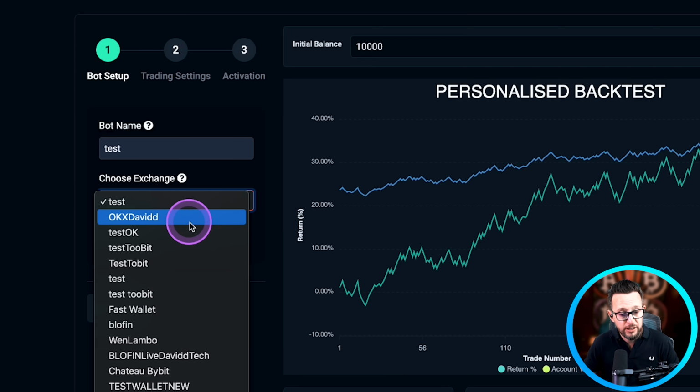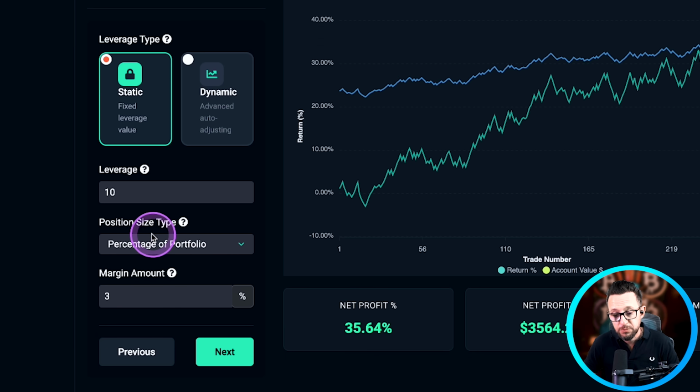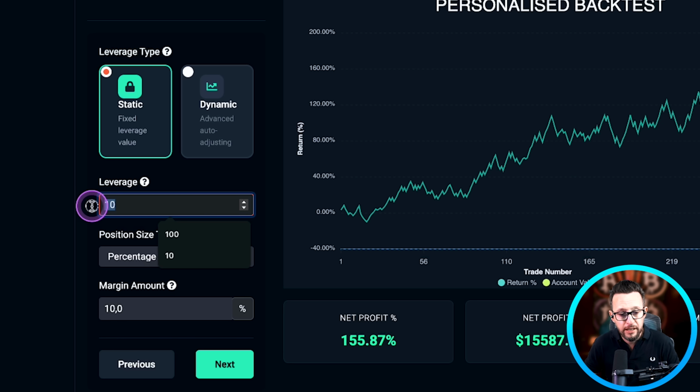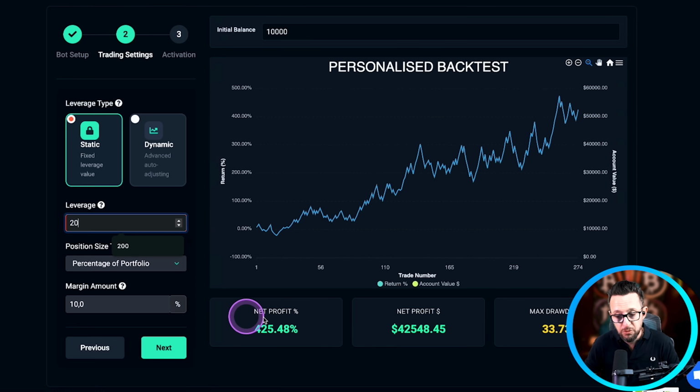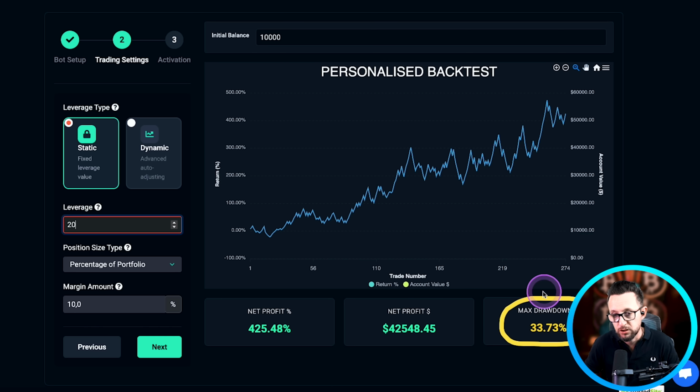You just have to choose your exchange. I'm going to choose Toobit, click next. And then you can backtest with leverage and increase or decrease the leverage. Depending on how much you want to risk, you can increase and decrease that leverage, which will increase the net profit, but will also increase the max drawdown.